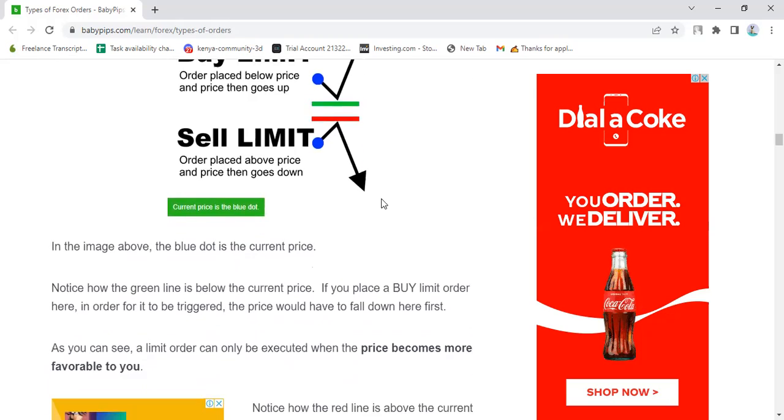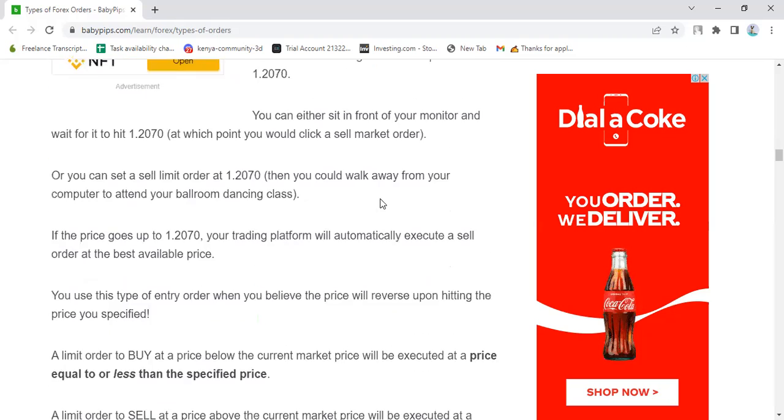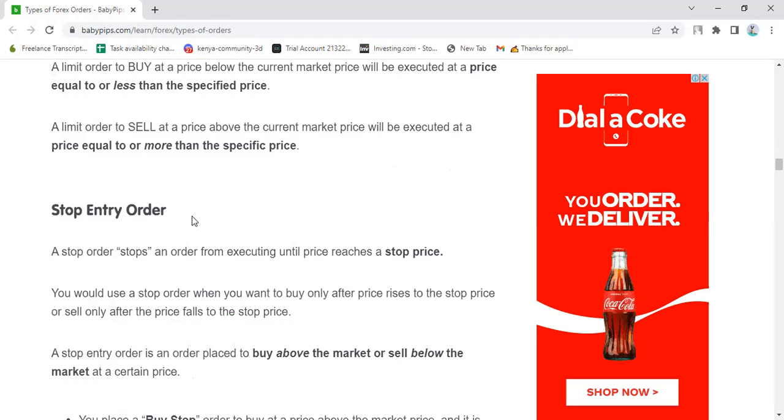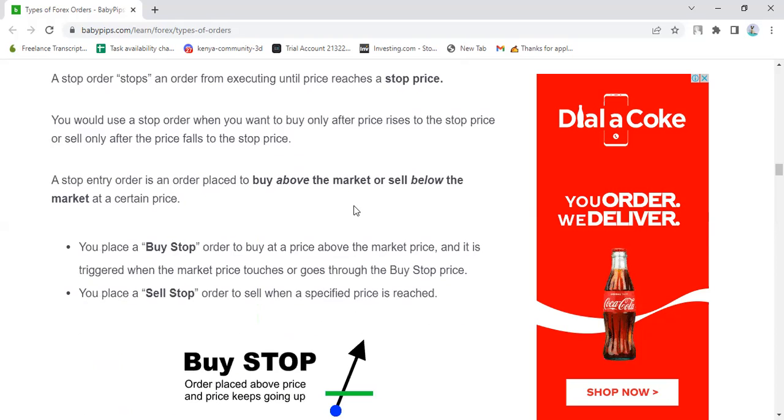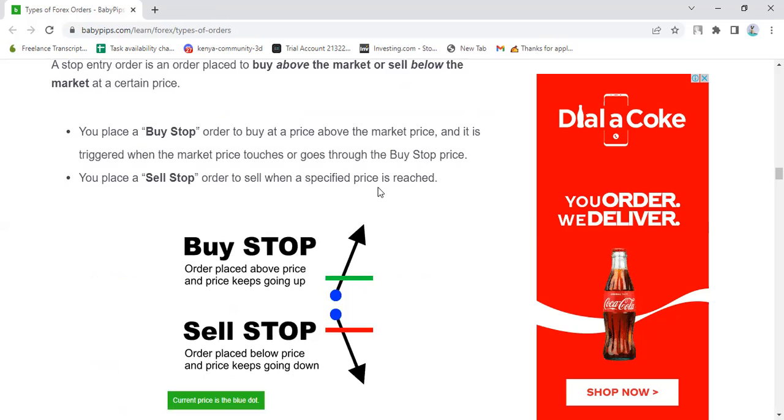Now we're going to check on the other pending order, which is the stop entry order. A stop order is an order that is not executed until the price reaches a stop price. So what does it mean? It is like this. The price will be at this point and we expect the price to rally upwards. So what we do, we put a buy stop.